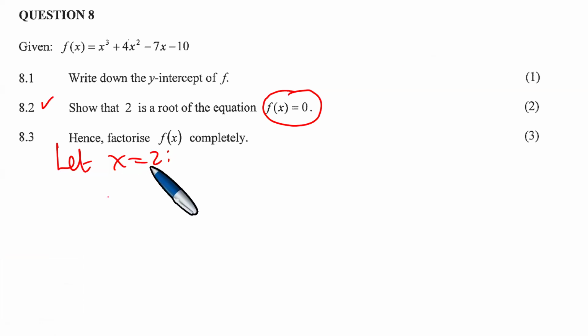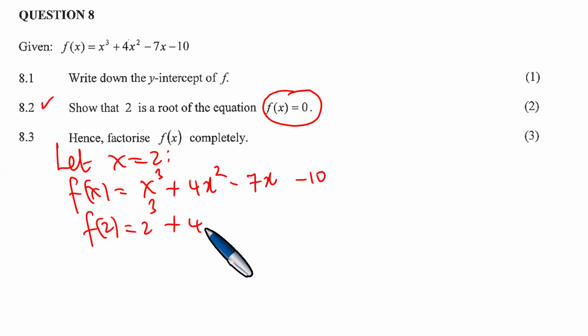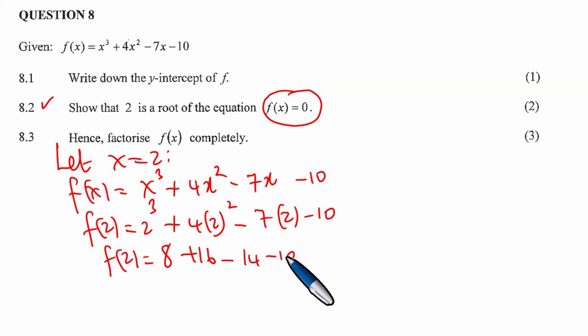Let x be 2, which means that if you have f of x equals x cubed plus 4x squared minus 7x minus 10, so that f of 2 equals 2 cubed plus 4 times 2 squared minus 7 times 2 minus 10. I want to show that this is a root. 2 to the power 3 is 8. 2 squared is 4, 4 by 4 is 16. 7 by 2 is 14, minus 10.